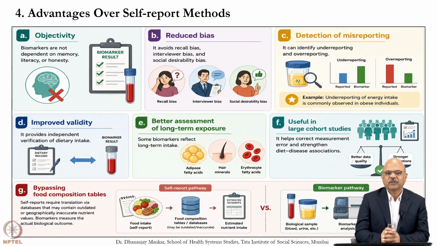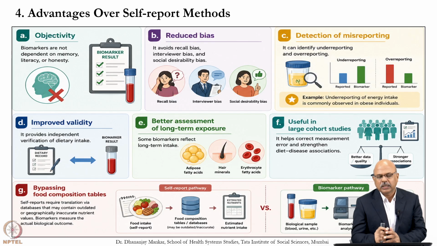The reduced bias of recall, interviewer bias and social desirability are accumulated over here. Detection of misreporting: the biomarkers can identify underreporting and overreporting. An example where underreporting is higher and overreporting is also lesser. Underreporting of energy intake is commonly observed in obese individuals.